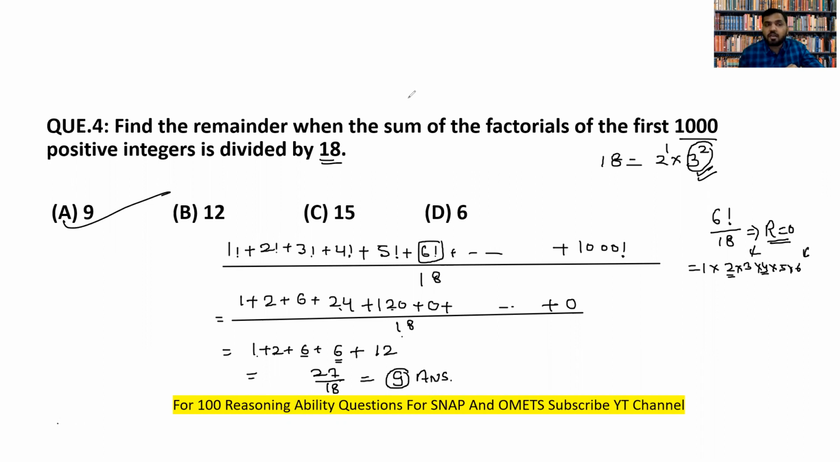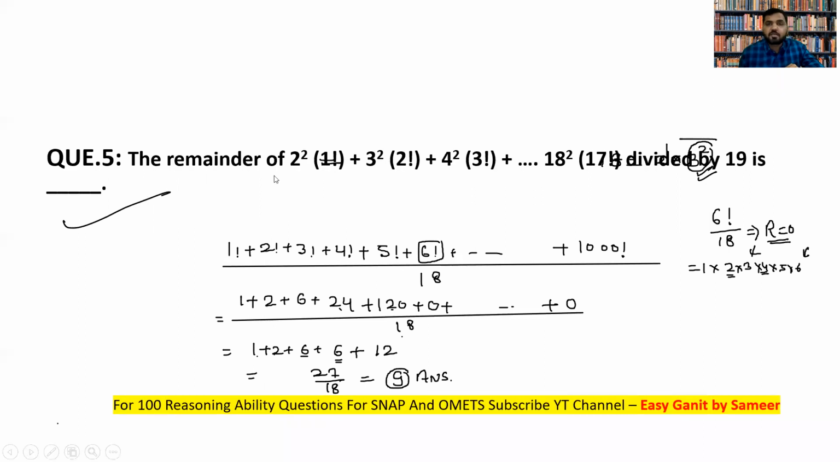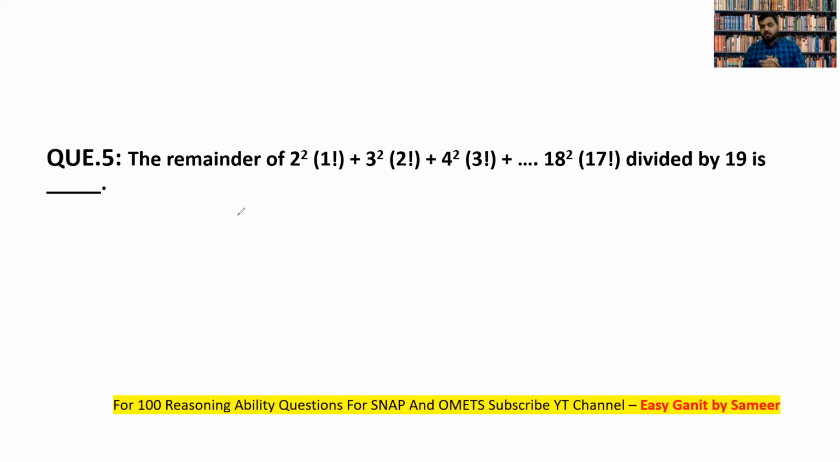Now let's move on to the question number 5. So that's the question number 5, everybody. Let's solve this. This one is a tricky one from factorial, the remainder of 2 square 1 factorial plus 3 square 2 factorial and so on. What is the remainder when this number is divided by 19? You see, guys, this type of series of question, right? You first have to generalize this term.